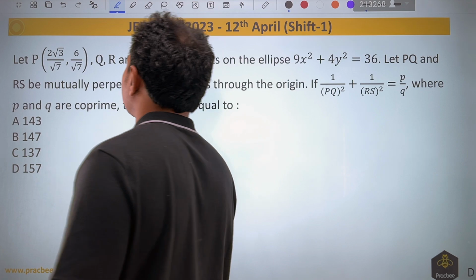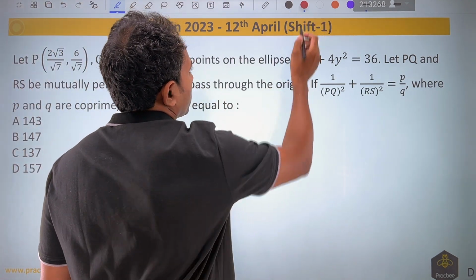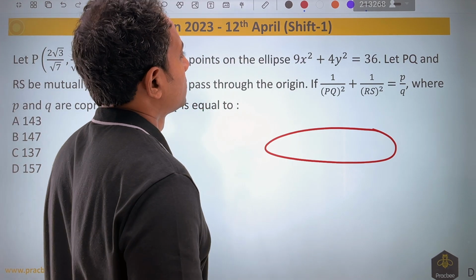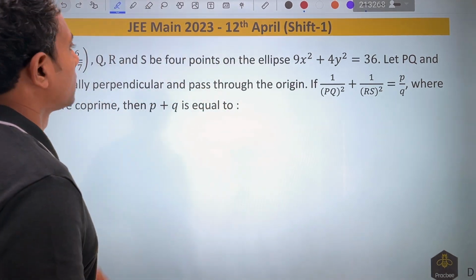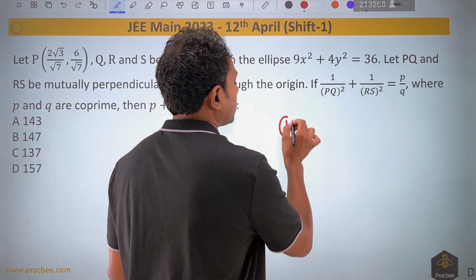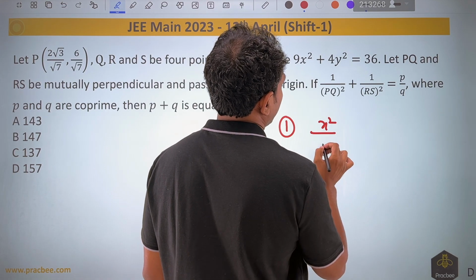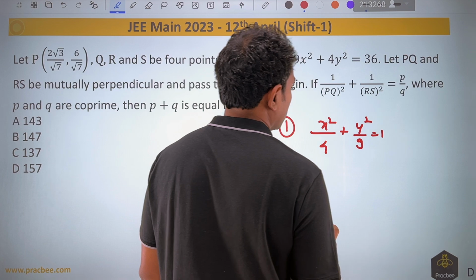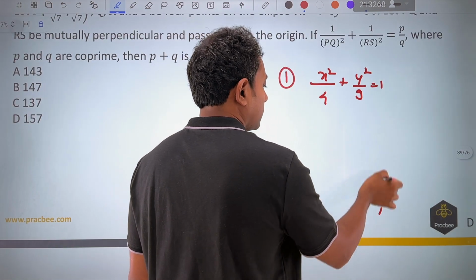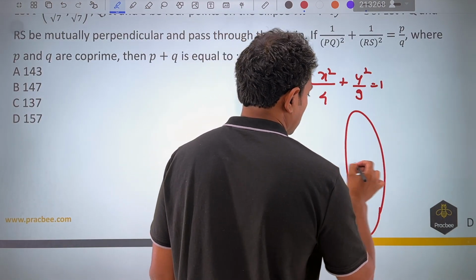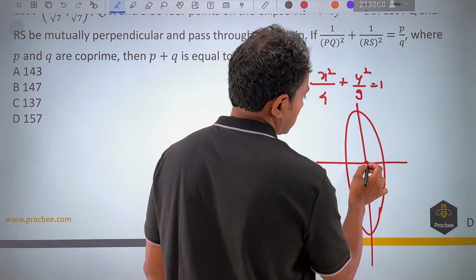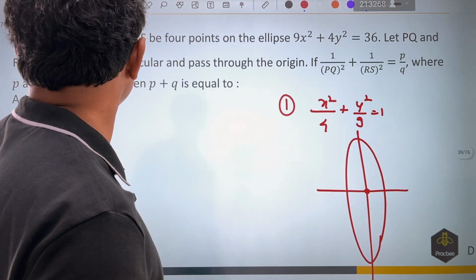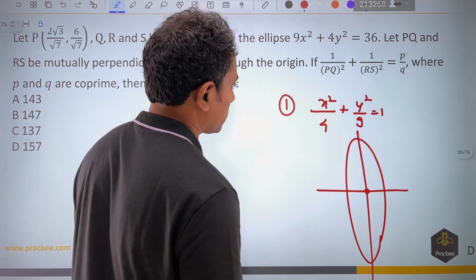points on this ellipse. Now let us draw how it looks like. So we have been given an ellipse. So first let us start with the equation of the ellipse. So it is x square by 4 plus y square by 9 equal to 1. Based on the orientation, you can see that it is going to be like this. This is my center. And now what they have said is there are 4 points P, Q, R, S such that they are mutually perpendicular.